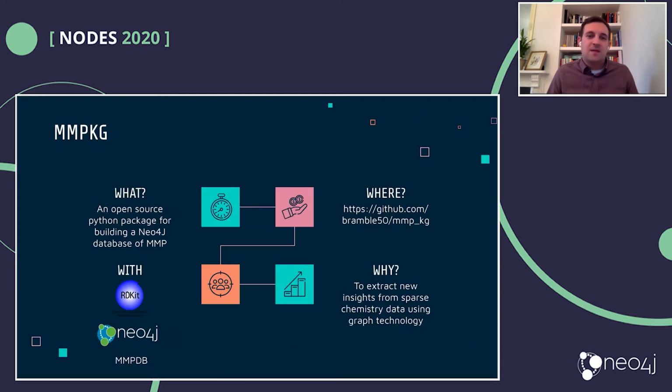Okay, so matched molecular pair knowledge graph, what is it? It's an open source Python package for building a Neo4j database of these matched molecular pairs that we just talked about. It's located on GitHub at the moment in my GitLab repo. It's still under quite a lot of development, so it's a fairly new repo and not very polished at the moment. But the reason it was built is to develop and extract new insights from sparse chemistry data using graph technology.